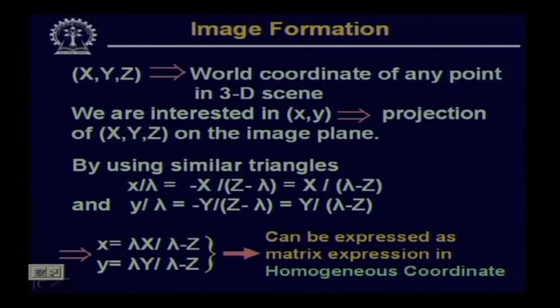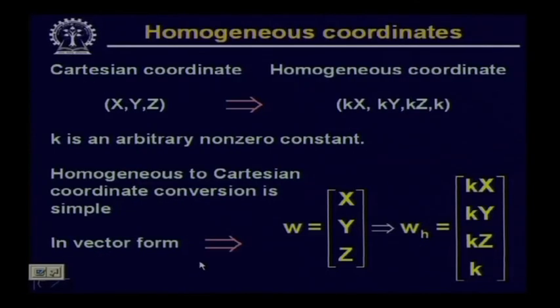Now, this expression also can be represented in the form of a matrix, and here we will find that if I go for a homogeneous coordinate system, then this matrix expression is even simpler. So, let us see what this homogeneous coordinate system is. If I have the Cartesian coordinate capital X, capital Y, capital Z, then in the unified coordinate system we just append a value 1 as an additional component.